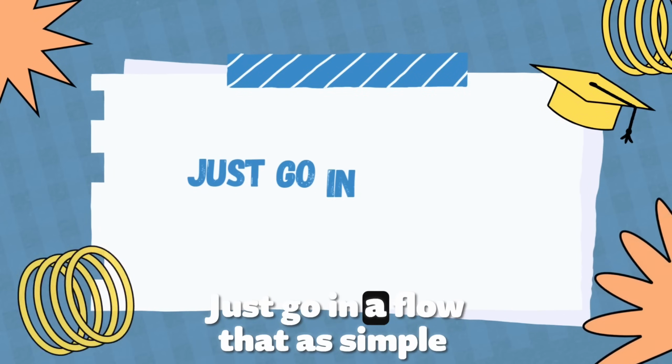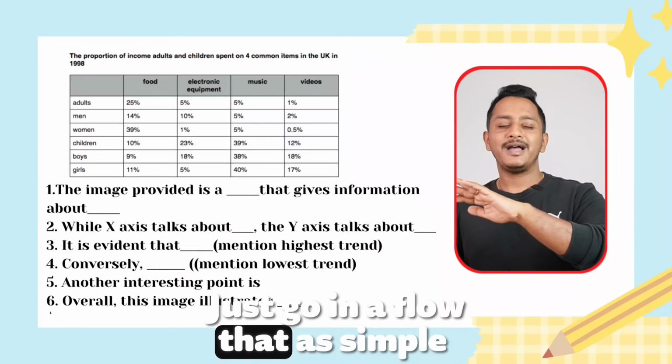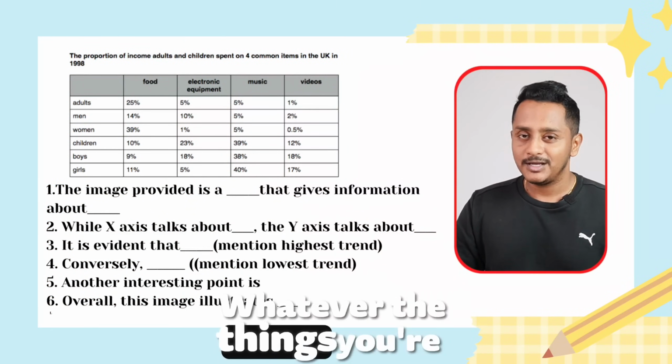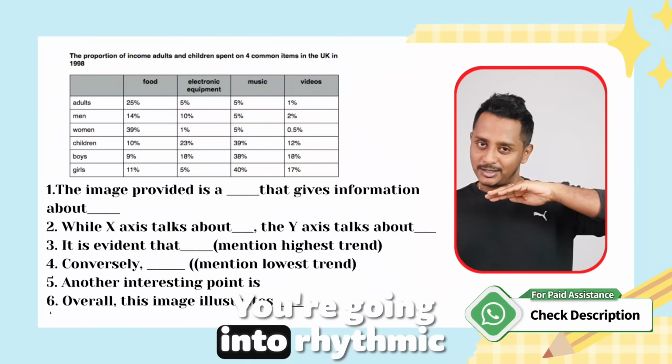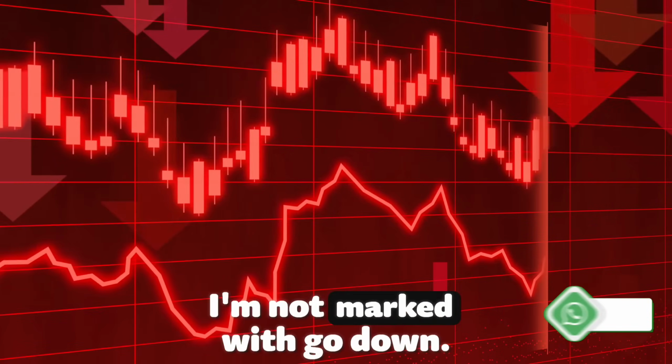Just go in a flow. As simple as that. Whatever the things you're applying for read aloud, the same thing you got to apply here. In read aloud, you're going at a rhythmic speed. In describe image, I am not. Marks will go down.